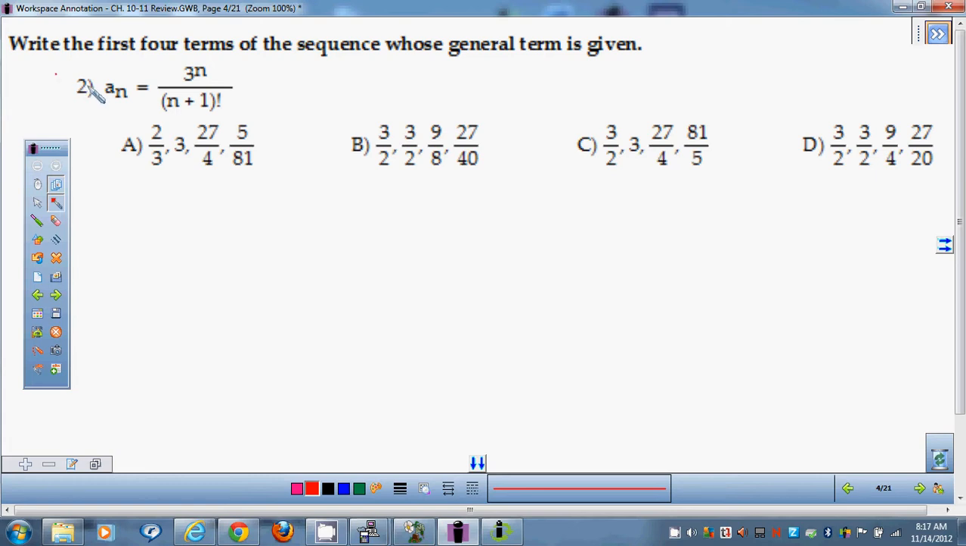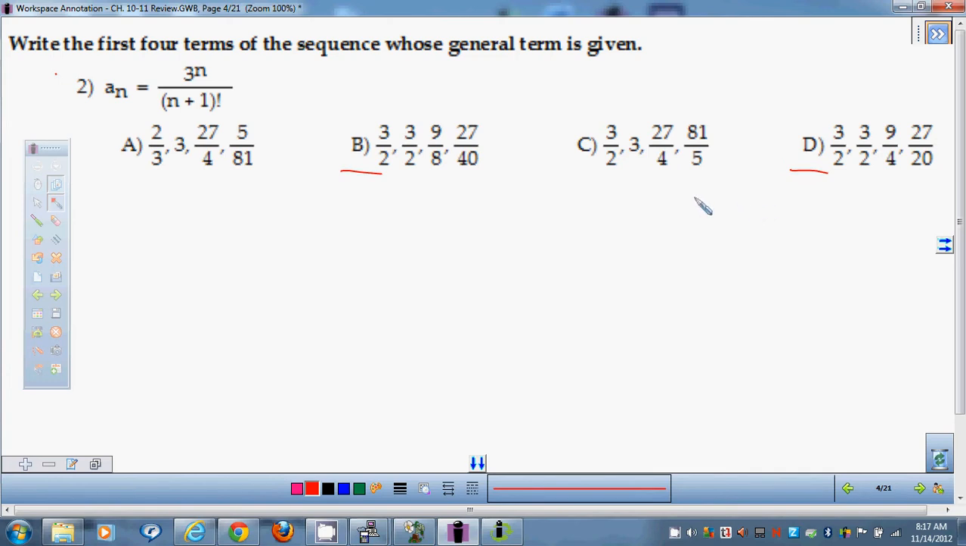3 factorial is what, Josh? 3 factorial is 6. It's 3 times 2 times 1. So you actually get 9 over 6, which reduces to 3 halves. So it has to actually be B or D. So Jared, finish this one up. If you plug in 3, what do you get?